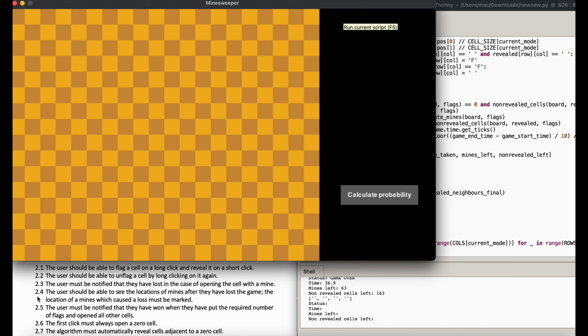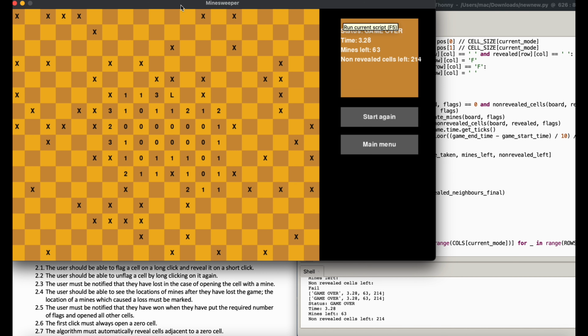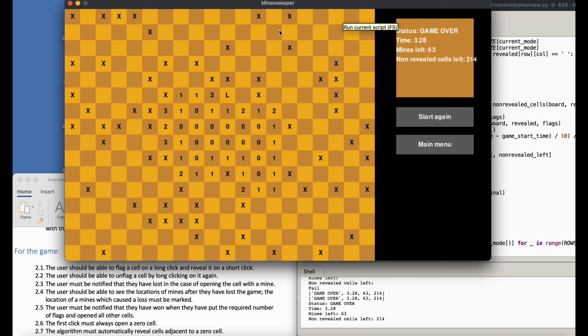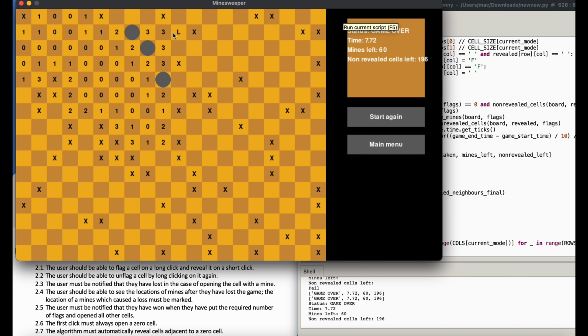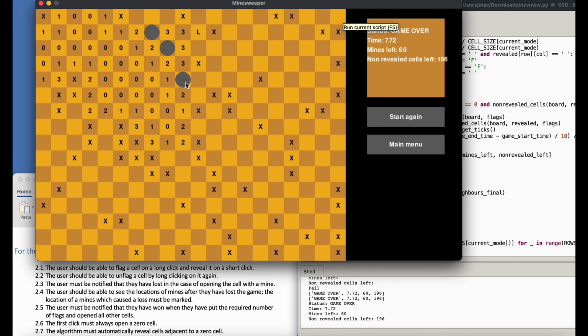Objective 2.4. The user should be able to see the locations of mines after they have lost the game. The location of the mine which caused the loss must be marked. So right now we can see the location of mines denoted by X's, and we can see the location of the mine that lost the game by L. And notice that if we flag some cells and then lose, we can still see these flags.